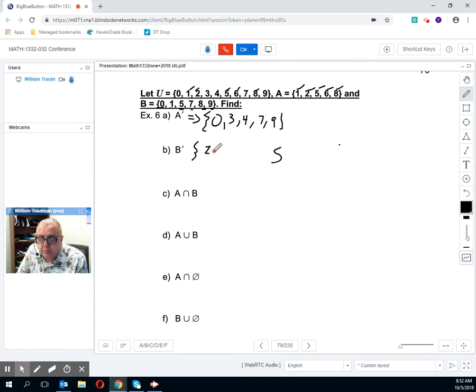2 is not in B. 3 is not in B. 4 is not in B. 6 is not in B. And that's it. 2, 3, 4, 6.